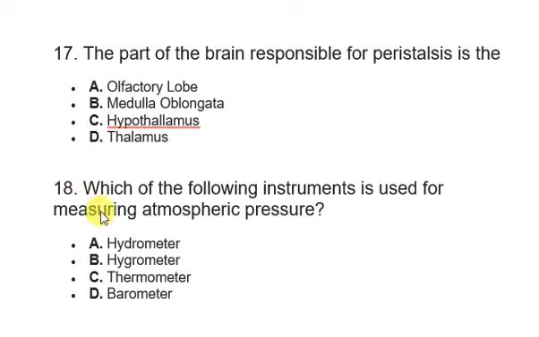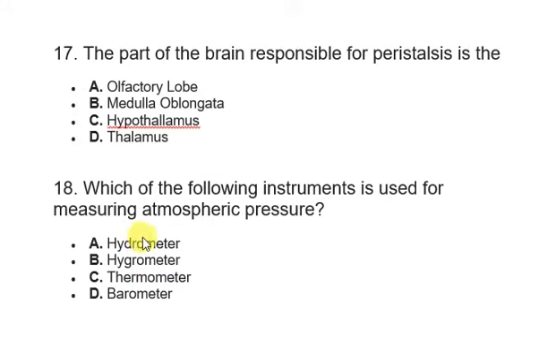Question 18. Which of the following instruments is used for measuring atmospheric pressure? A, hydrometer. Not hydrometer, because hydrometer is used to measure the relative density. Listen well. Hydrometer is used to measure the relative density of water or of liquid, not just water, of liquid. Hygrometer, that is option B. Hygrometer is used to measure the amount of water vapor in air or soil. Now look at the difference.